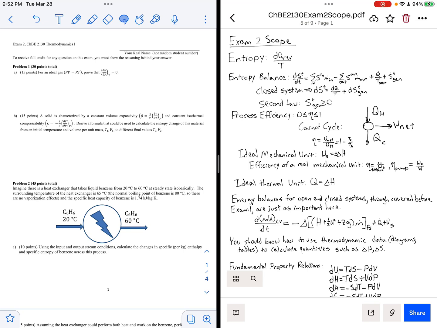In this playlist, I'm going to go through exam 2 from spring 2018 in my Thermo 1 class. On the left hand of the screen, you see the exam, and on the right hand, I show the scope document. Admittedly, this particular scope document, I think, is actually newer than 2018, but hopefully it's not too different from what the students at the time saw.